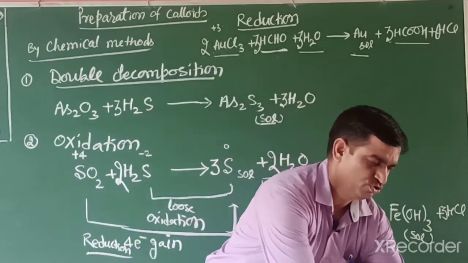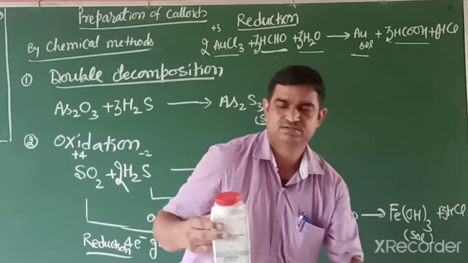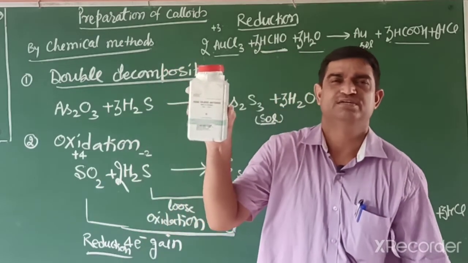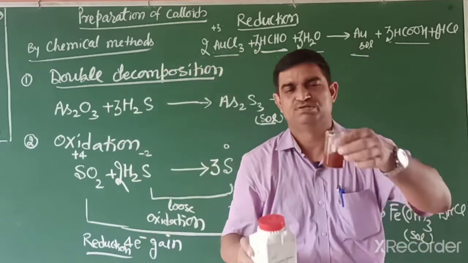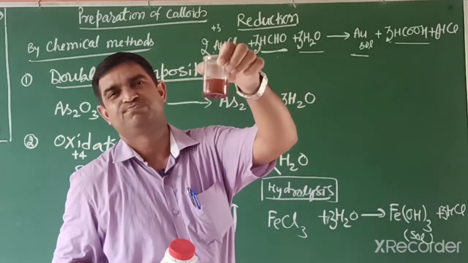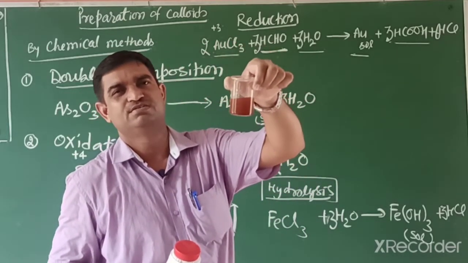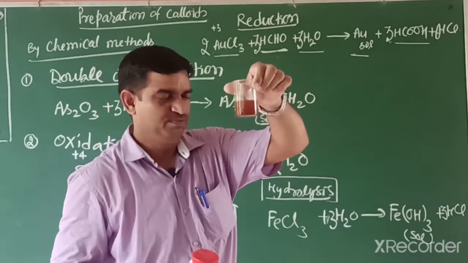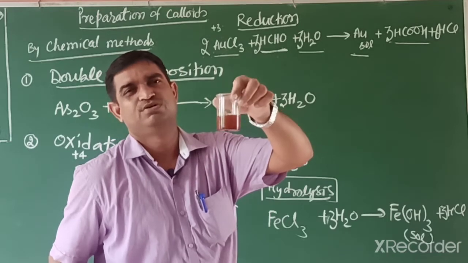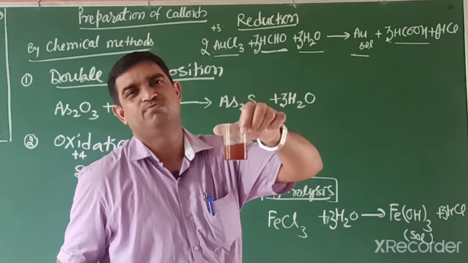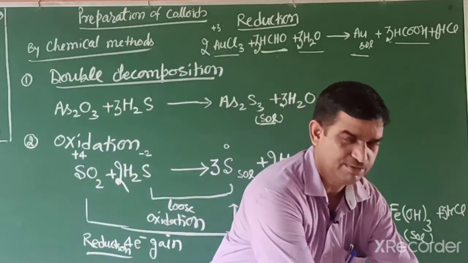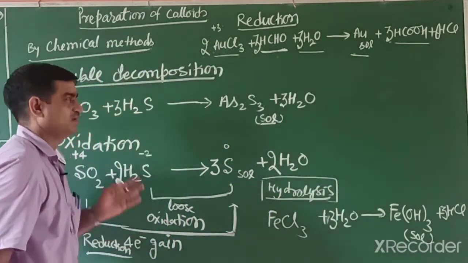Now I am showing you the activity. This is ferric chloride, and ferric chloride is a brown colored compound, and when I mix it into this water, it shows ferric hydroxide sol. So I mix this ferric chloride in water, so this is ferric hydroxide sol. But for it to be stable, a small amount of electrolyte is needed in this solution. By these steps, these are the chemical methods.